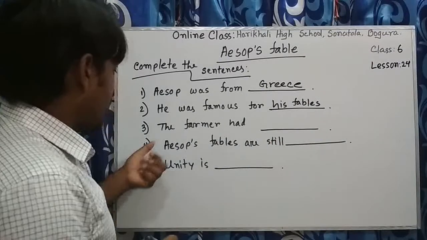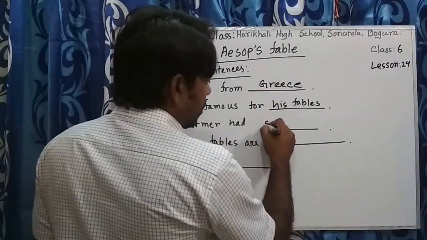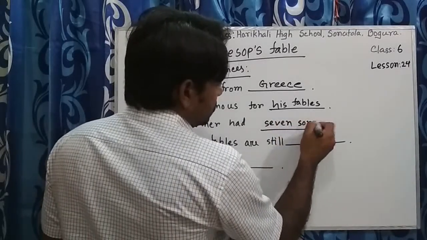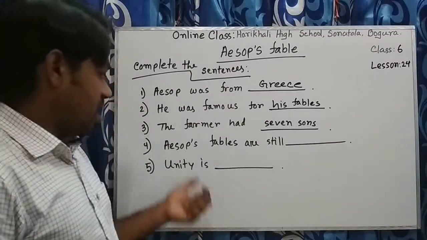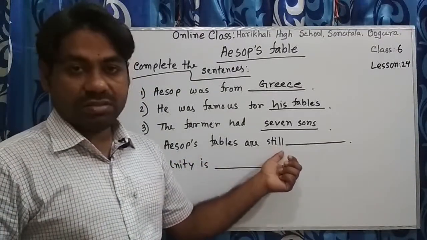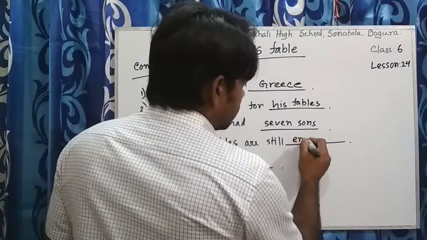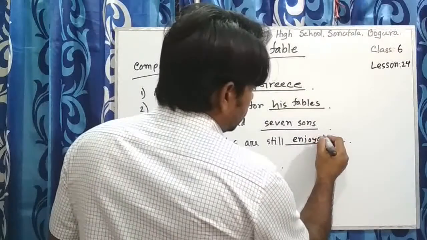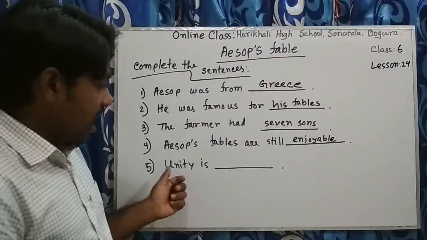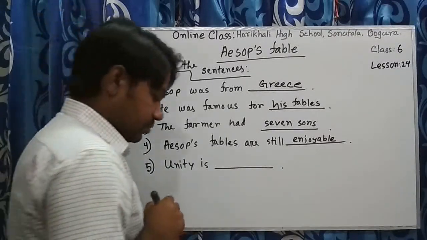The farmer had 7 sons. Aesop's fables are still enjoyable. Yes. Enjoyable. Unity is, yes, strength.